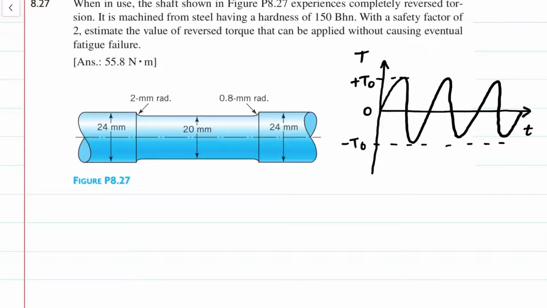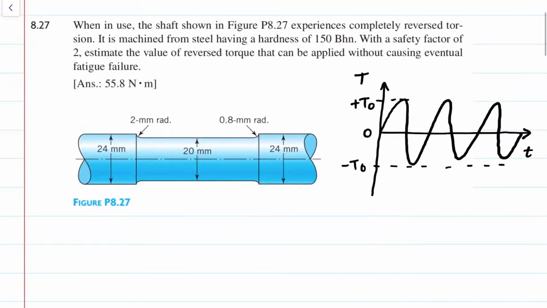So it is machined from steel having a hardness of 150 BHN, and we need to incorporate a safety factor of 2. And using that, we need to estimate the value of the reverse torque that can be applied without causing eventual fatigue failure. So the answer is in the textbook already, 55.8, but I'm going to walk you through how to go about doing this. Now, this is a little different where you have to back solve for the torque.